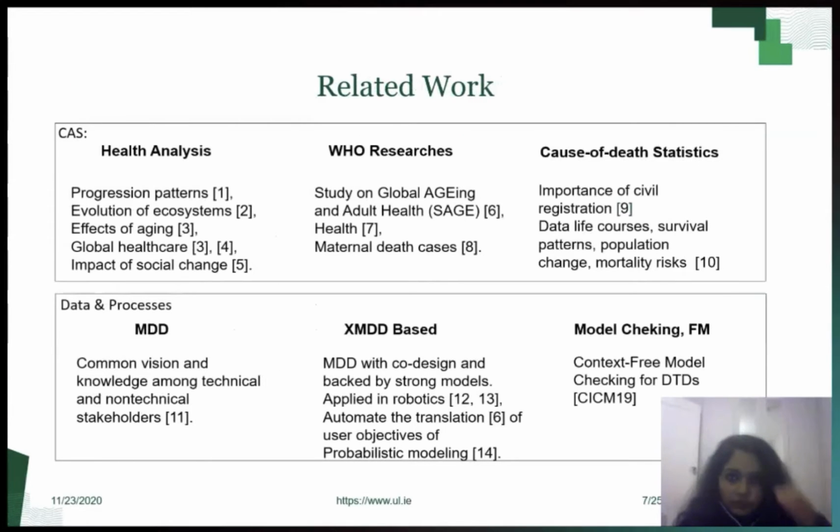Some of the state of the art, we found some different types of work that relate to DBDIRL. There is some existing work about health analysis. They work with progression patterns, effect of aging. There also exist some popular World Health Organization works. They research the study of global aging or maternal death cases. There exists some literature on cause of death analysis. They analyze human death data and ensure the importance of civil registration, and also analyze the survival patterns and chains. But none of them reflects model-driven development.